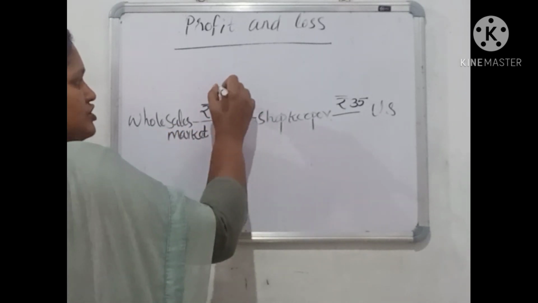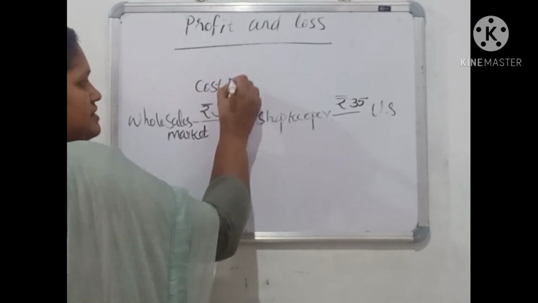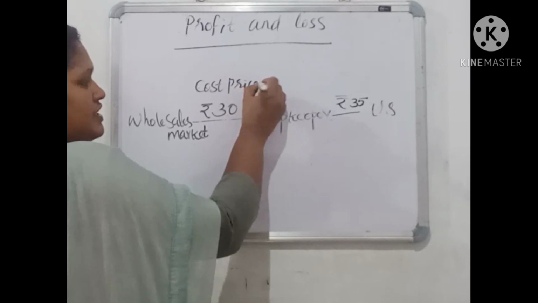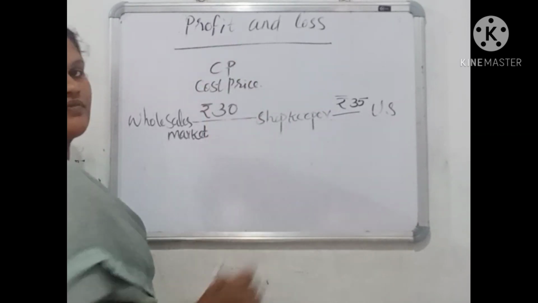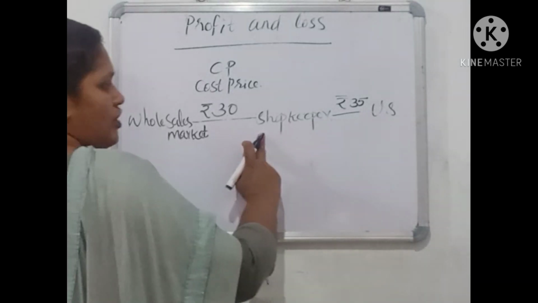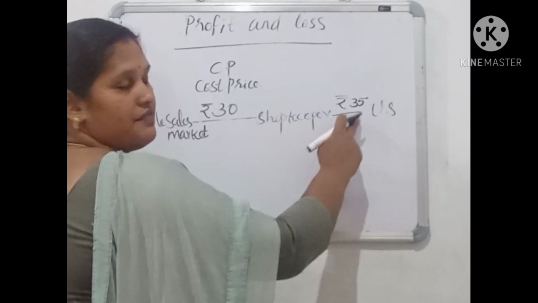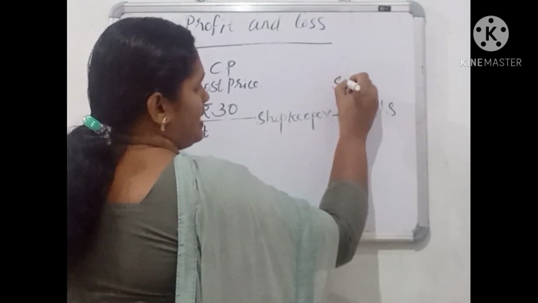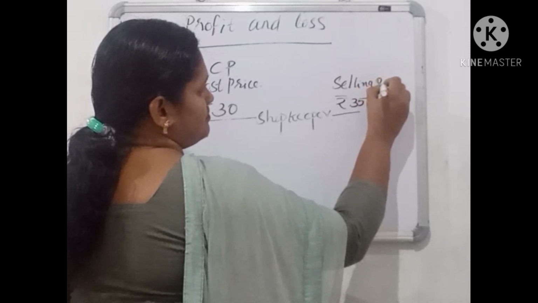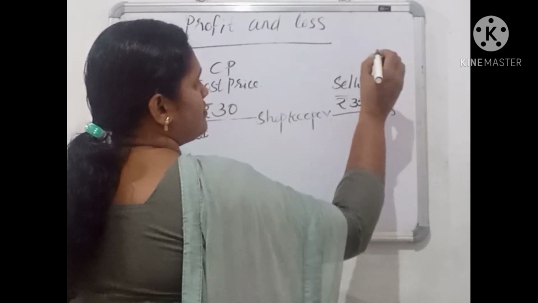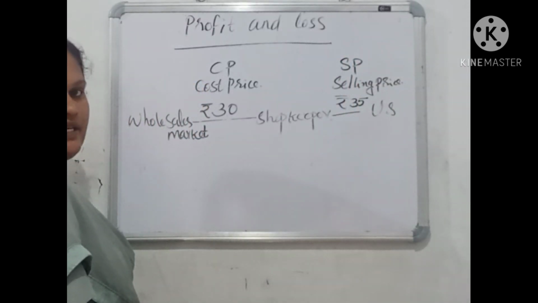The shopkeeper buys the things from the wholesale market. This is the cost price, or CP. Clear? The short form is CP. Then the shopkeeper sells it to us. This cost is called the selling price. Its short form is SP.